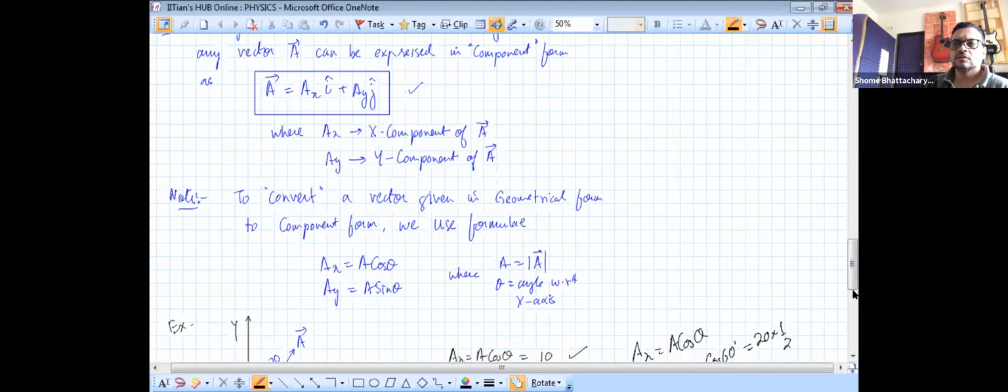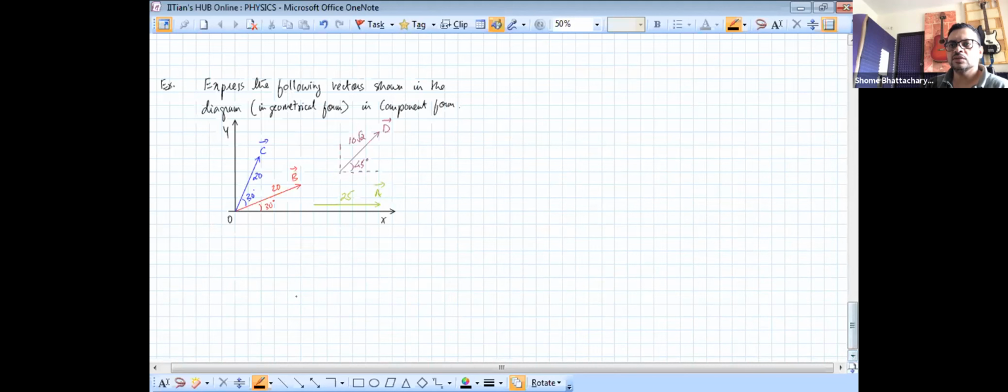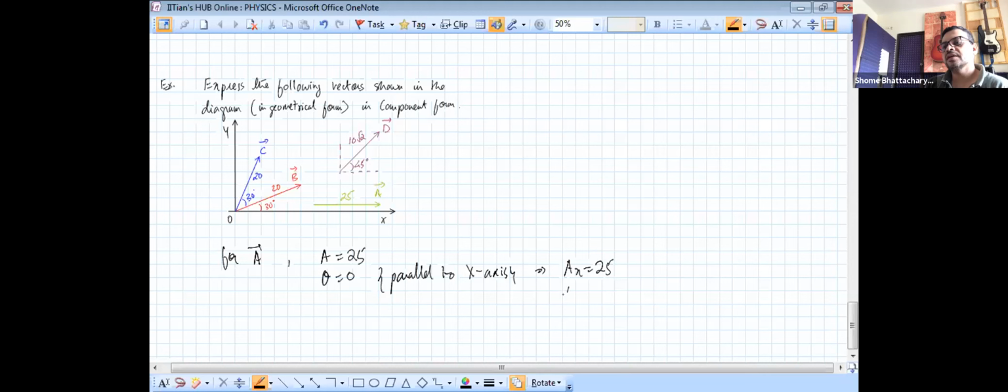Now we write the vector. So now the same thing we have to do in all these vectors. In this one you can see for the vector A, the magnitude is 25 and the angle with the x-axis is how much? 0, because it is parallel to the x-axis. So we know that Ax will become 25 and Ay will become 0. So the vector A will become 25 i.